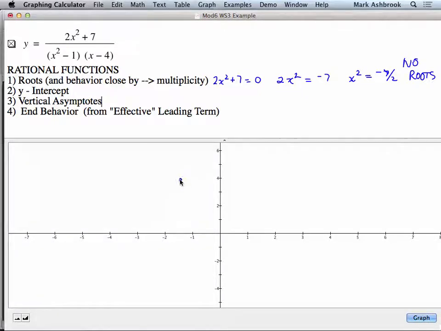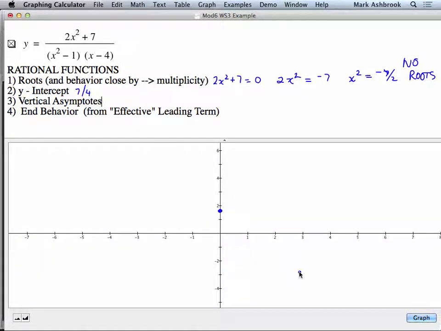Y-intercept. Yeah, Justin. 7/4. It'd be 7 over -1 times -4, which is 7/4. And I believe that's 1 3/4. Is that right? Right there. Okay, so 1 3/4.